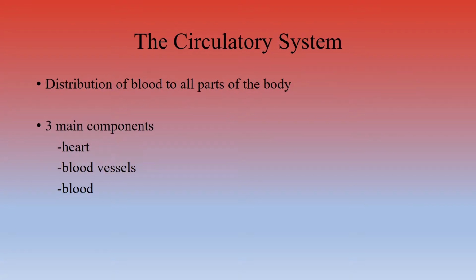Okay, so the circulatory system, it is responsible for the distribution of blood to all parts of the body. There are 3 main components: the heart, the blood vessels, and the blood. You may have heard these referred to as the pump, the pipes, and the fluid.